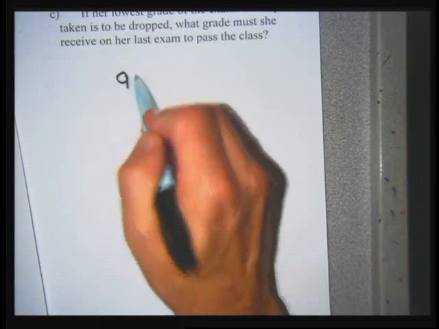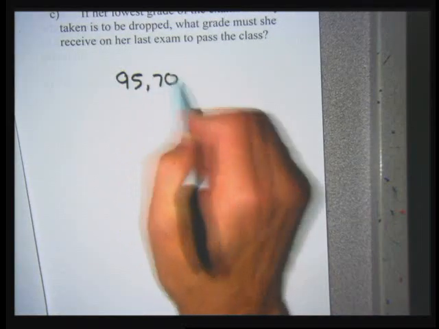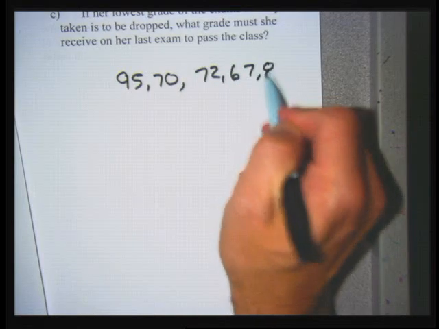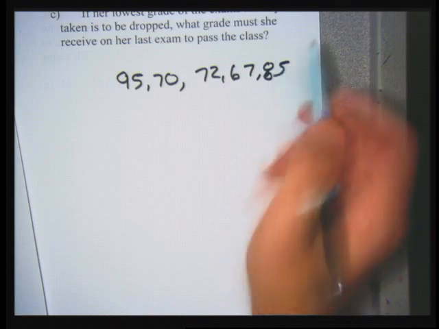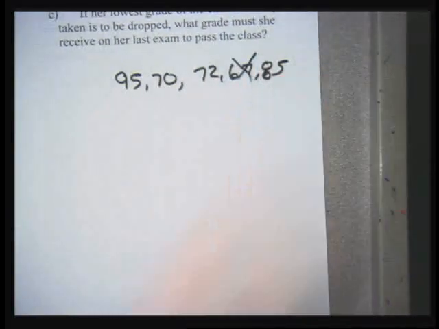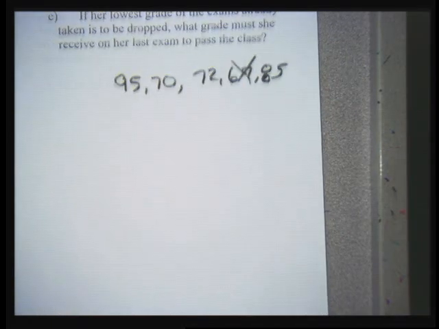Oh, the lowest grade is dropped, so let me get back to this. So her test scores are 95, 70, 72, 67, and 85. So I'm going to drop the lowest test, and there's one more test to go. I'm assuming it's a 100-point test.